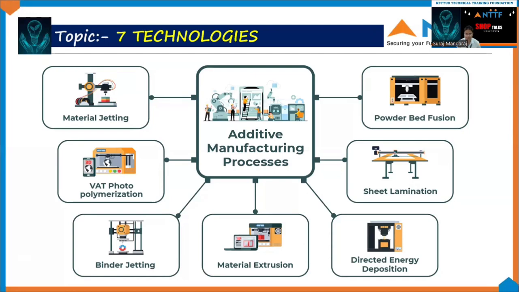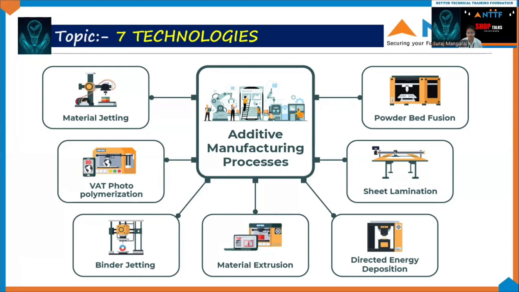Next point is vat photopolymerization. Vat means a tank and polymerization means plastic. Vat photopolymerization technology utilizes a photopolymer in a vat and that is cured using a light source. Mainly there are two forms of vat photopolymerization. They are SLA and DLP. SLA stands for stereolithography, DLP stands for digital light processing. And then binder jetting. A liquid bonding agent is applied through an inkjet print head, bonding particles together. The build platform is lowered and then the next layer of powder is laid on top.